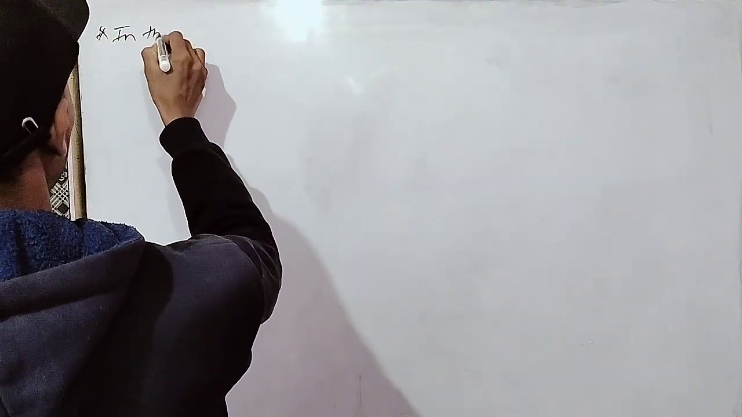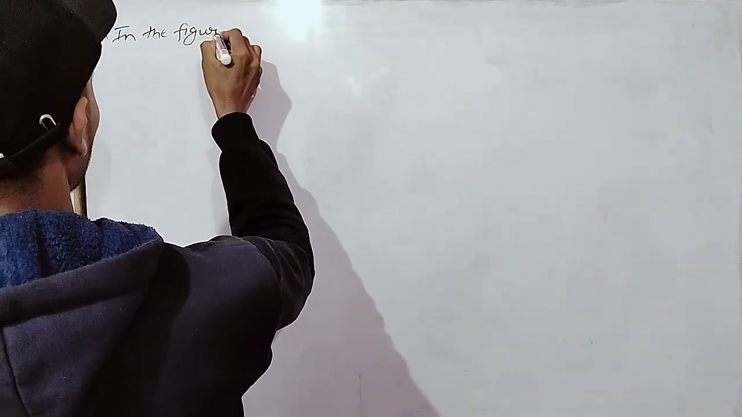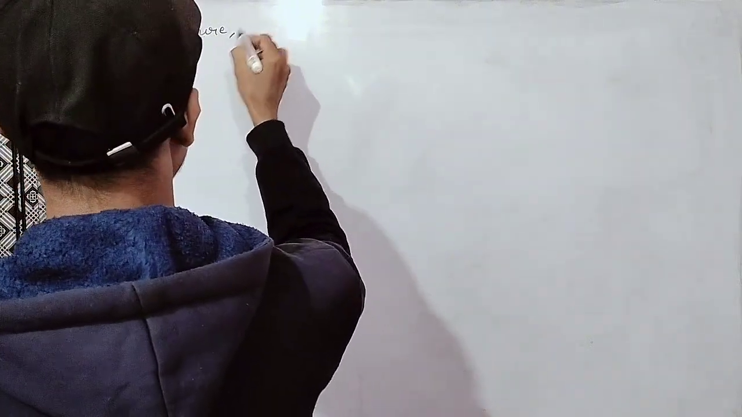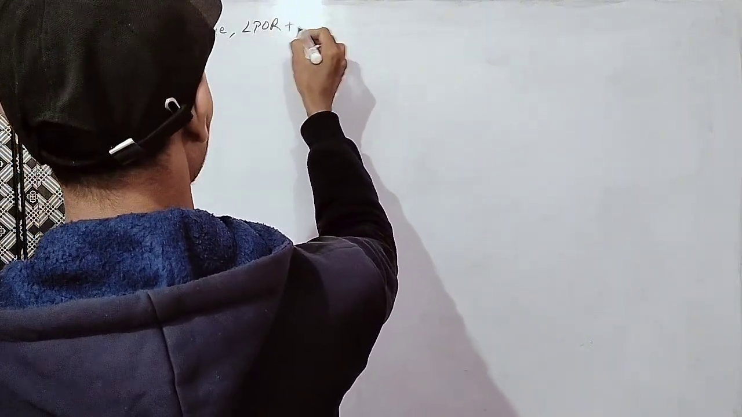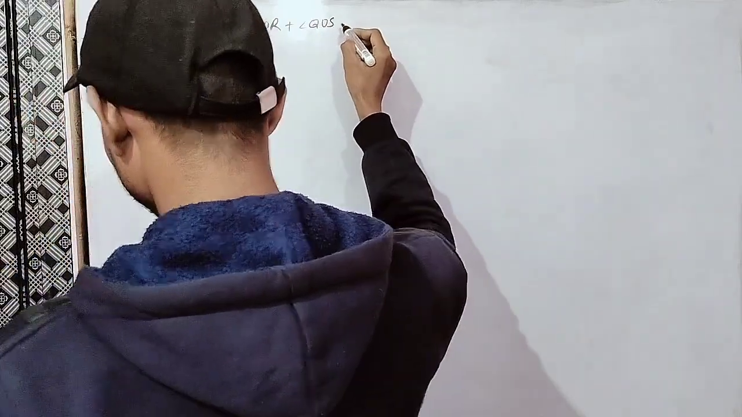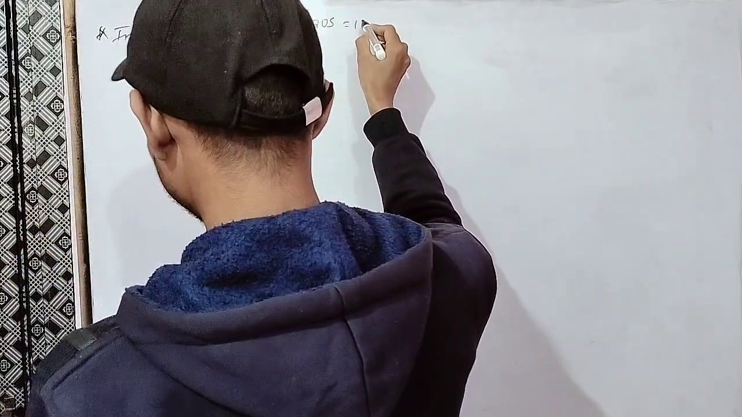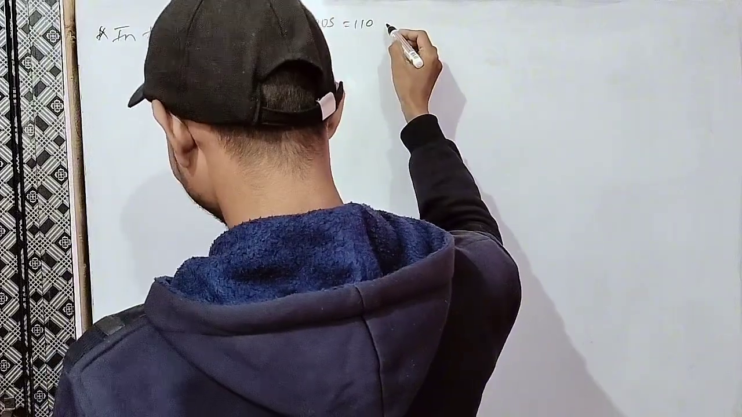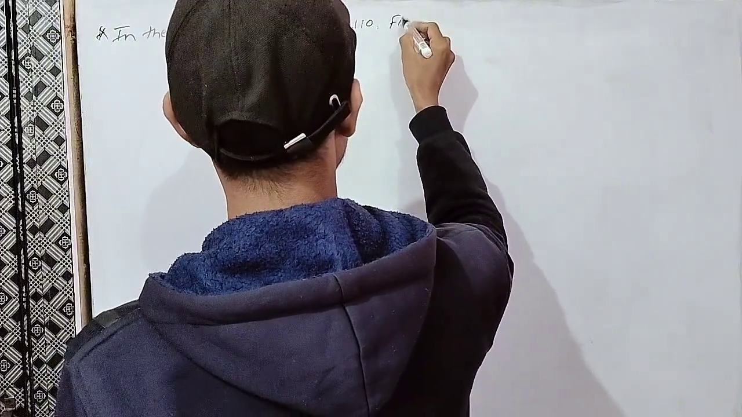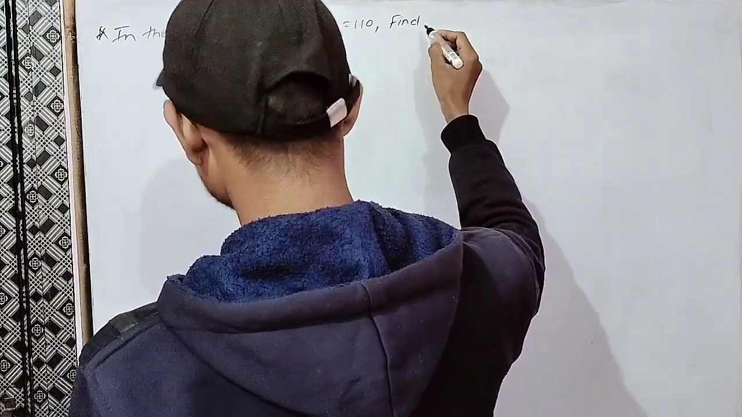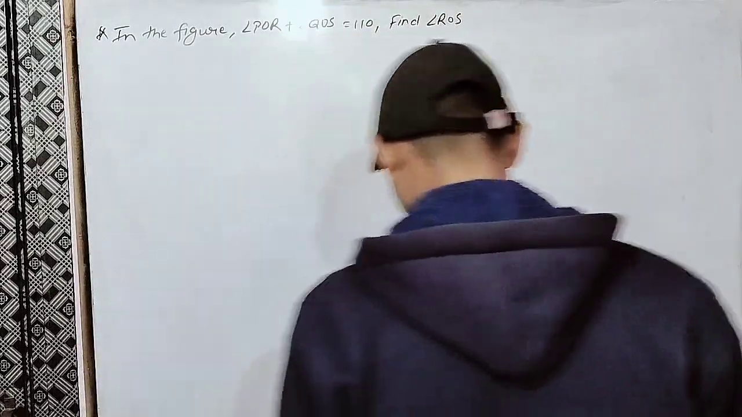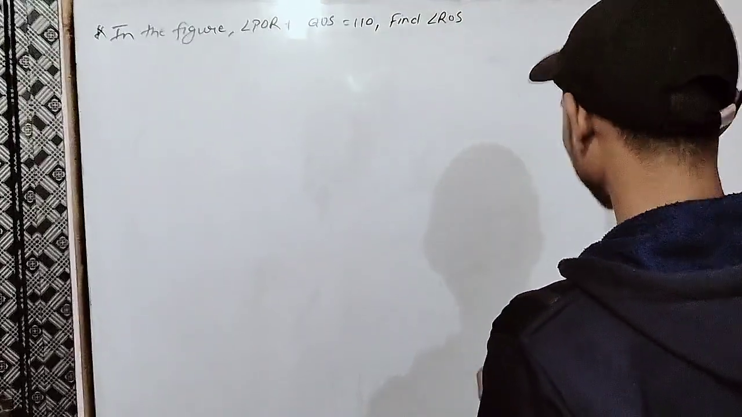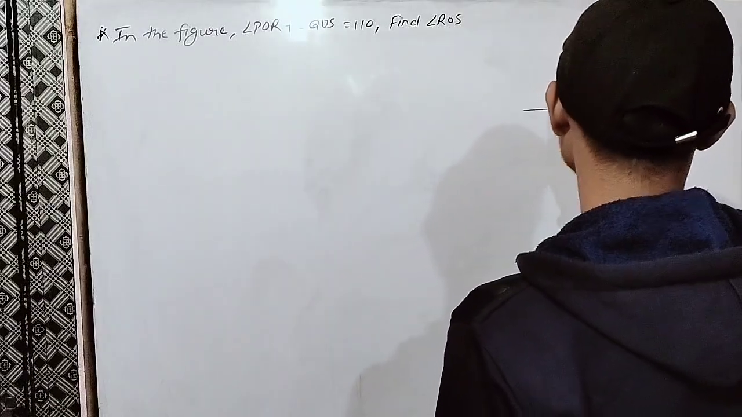Next question is: in the figure, angle POR and angle QOS is 110 degrees. Find ROS. The figure is like this.